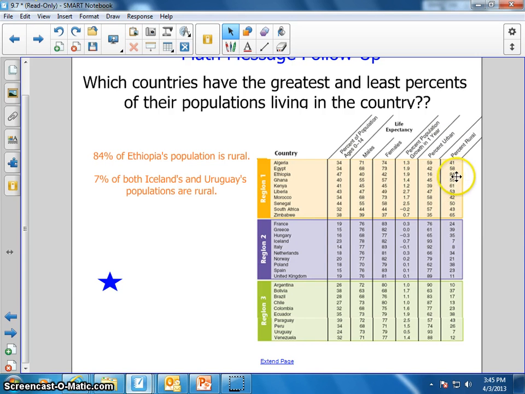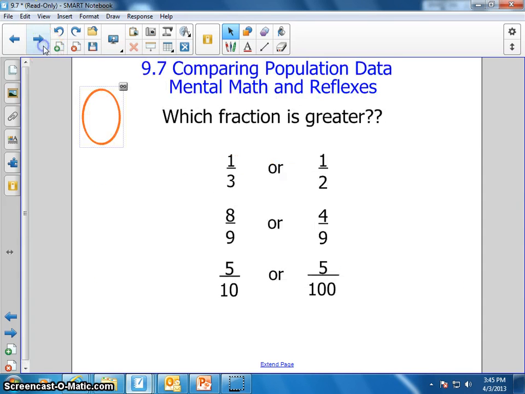And then we can also take a look at Iceland and Uruguay. So if we go down to Iceland, we see that 7% is rural, or lives in the country, which means that 93% would have to be urban, or live in the city, because these two have to equal 100, since it includes the whole population.